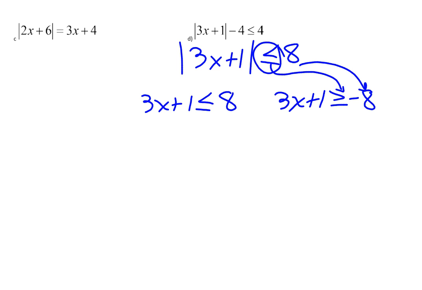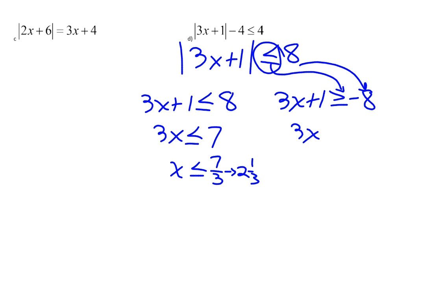All right, now solving the first one, I get 3x is less than or equal to 7, so x is less than or equal to 7/3. If you want to think about that, that's the same thing as 2 1/3. So x has to be less than or equal to 2 1/3. On the other hand, if I solve this, I get 3x is greater than or equal to negative 9, so x has to be greater than or equal to negative 3.